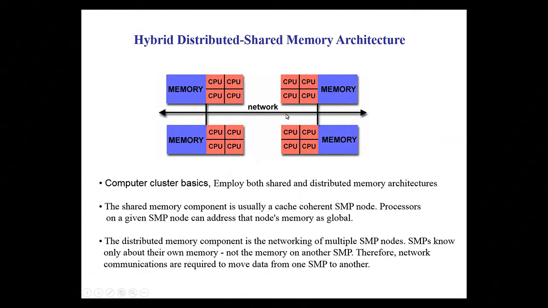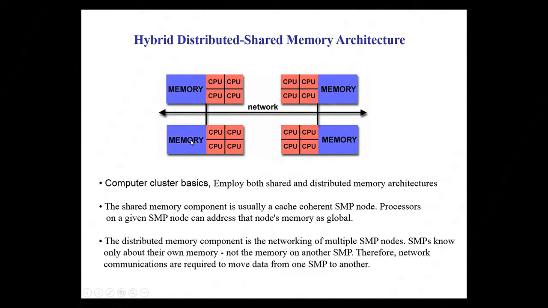So the processors on one node only know the data in their own memory. The CPUs on a different node will not know the memory on another node. So when you have data across nodes, the network will play a central role for the data communications. It will need network communication to move data from one memory location to another.